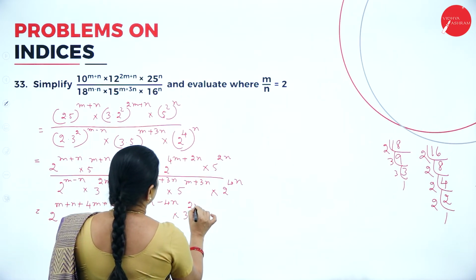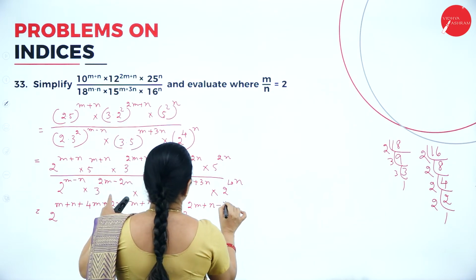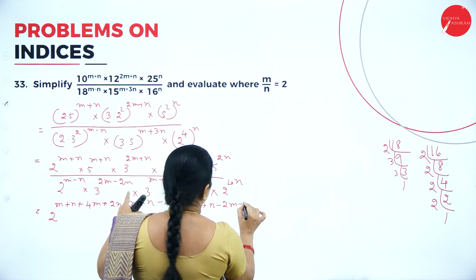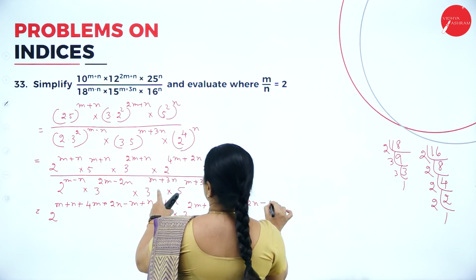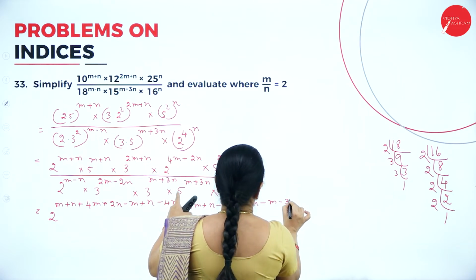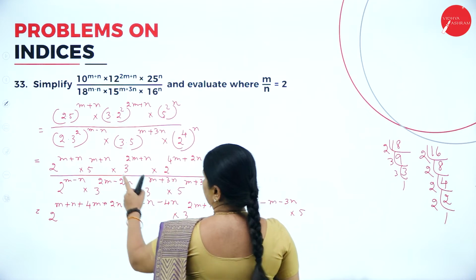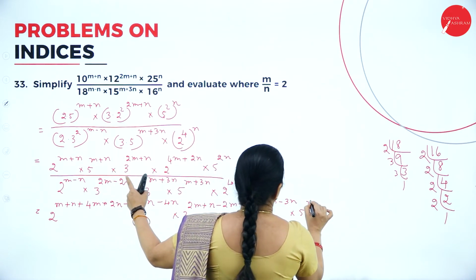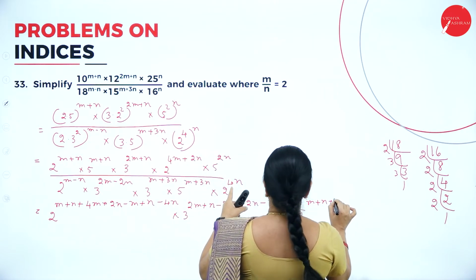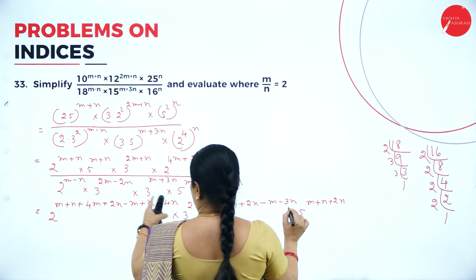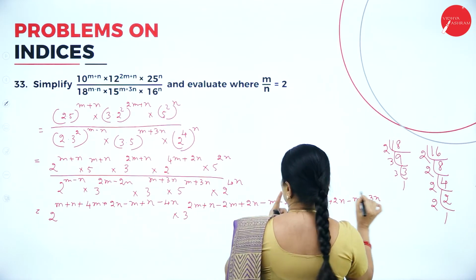of 2m plus n minus 2m plus 2n minus m minus 3n into 5 to the power of m plus n plus 2n minus m minus 3n.